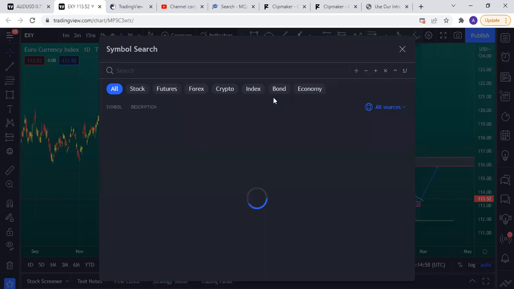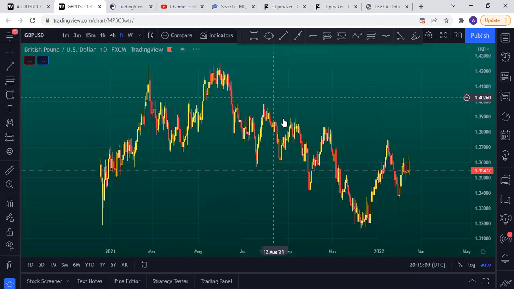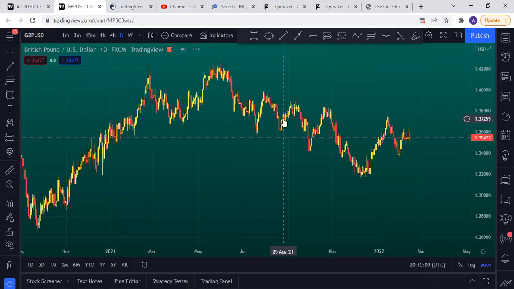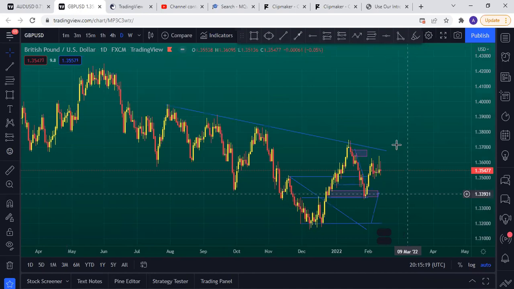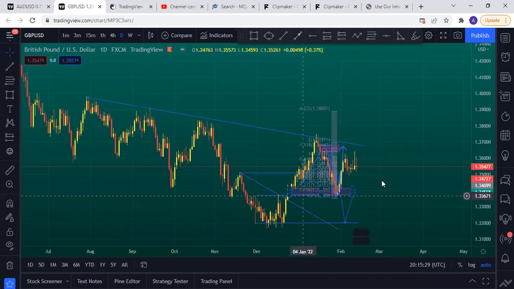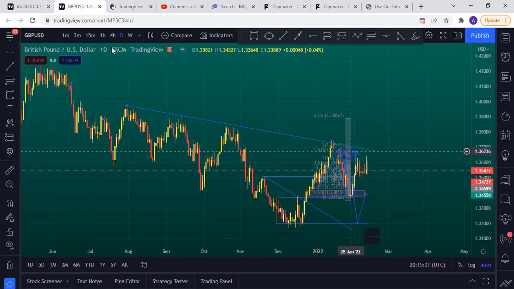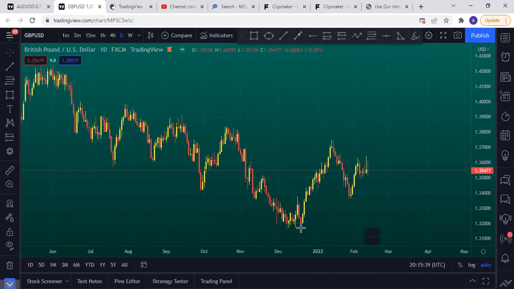So let's look at GBPUSD. Currently we have a bullish bias on dollar and a bearish bias on pound, which means that we're looking for bullish entries on GBPUSD. All right, possible bullish entries on GBPUSD. This was an analysis on GBPUSD that already played out, but nonetheless, I expect price to come this far. All right, let me remove all the drawings I have right now.